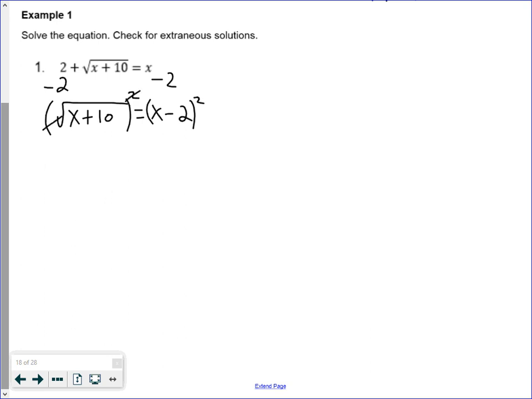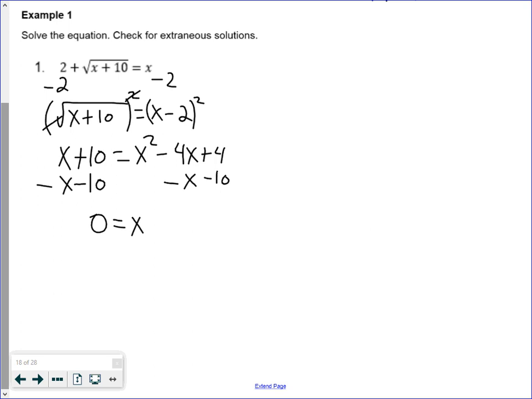So the square root and the square cancel out, and we're left with x plus 10 on the left side. And on the right, we have x minus 2 squared. That's a perfect square, so we end up getting x squared minus 4x plus 4. Or if you don't remember your factoring patterns, you could just FOIL out x minus 2 times x minus 2, and you'll get the same thing. So now we're going to combine like terms. I'm going to subtract x and subtract 10 to the other side, and I get 0 equals x squared minus 5x minus 6. So I see that I have a quadratic, and that's already set equal to 0. And that's exactly what we want.